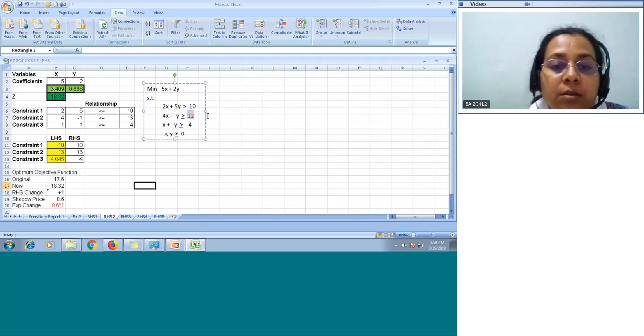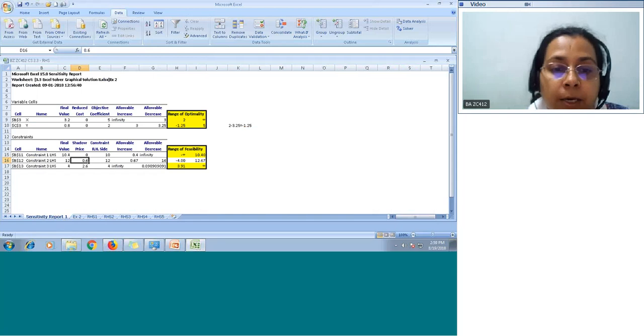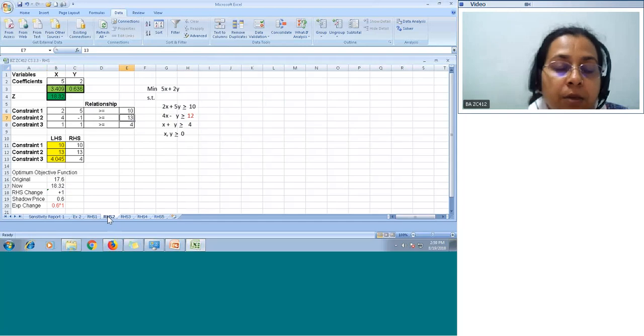If I take 13, what I want to show is what happens if I go out of the range of feasibility. According to my feasibility range, it should be only 12.67, not more than that. So let's see what happened. I have changed it by a unit. The earlier value is this, and the present value I got is 18.36.